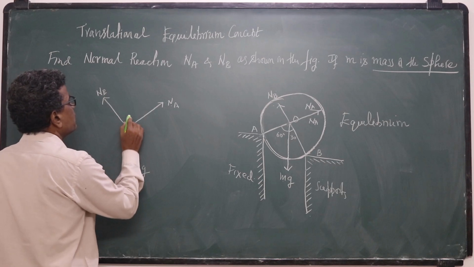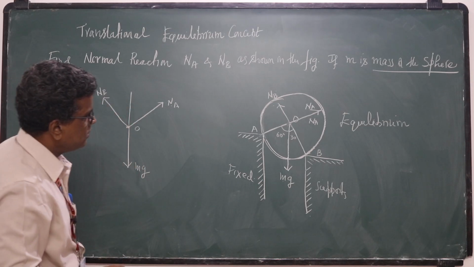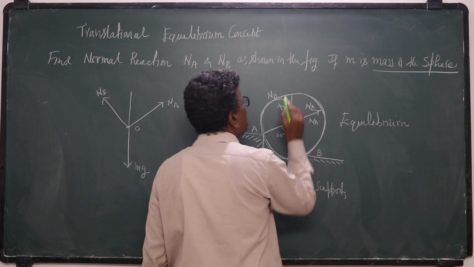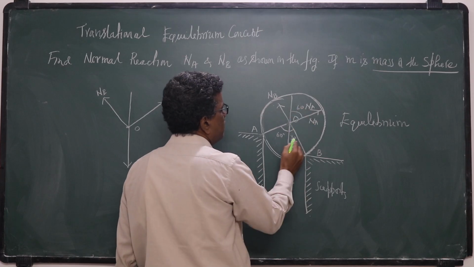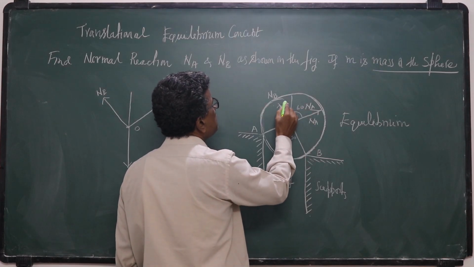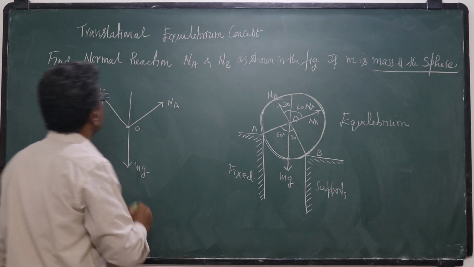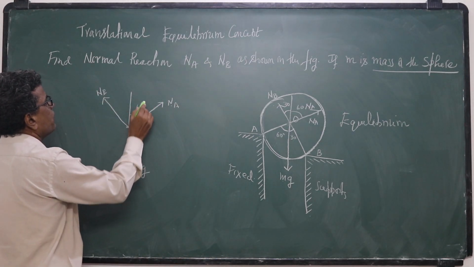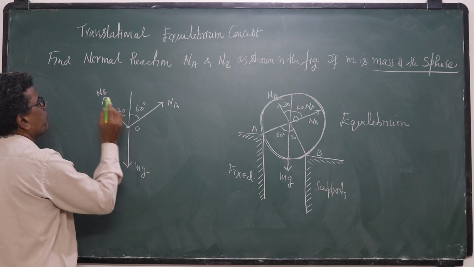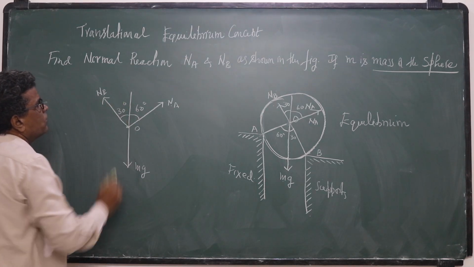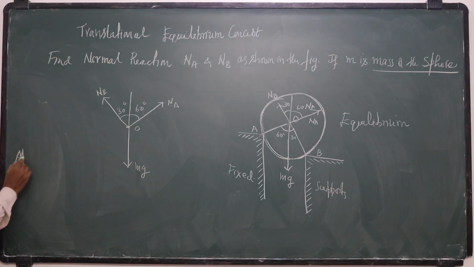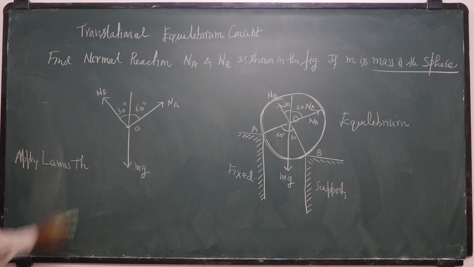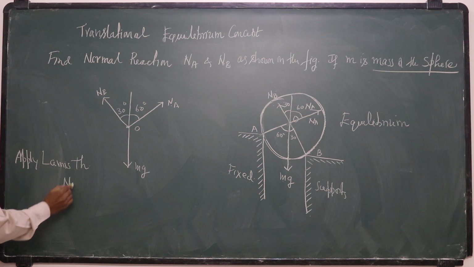If you extend this one, if this angle is 60, this angle is also 60. If this angle is 30, you extend this one, it is 30. So this angle is 60 and this angle becomes 30. So you apply Lami's theorem to get NA and NB. You will get the answer. So what is Lami's theorem?